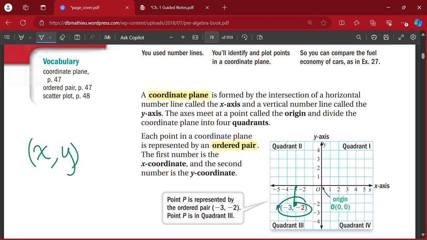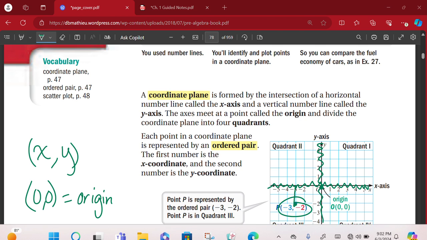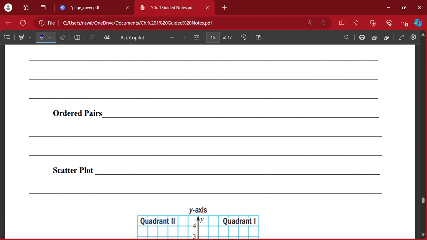Okay, here's the y-axis, and this is the x-axis. Y goes up and down, x-axis goes left and right. The origin, which is 0, 0, is the absolute center of a graph. So go ahead in your notes. We have coordinate plane and ordered pairs.